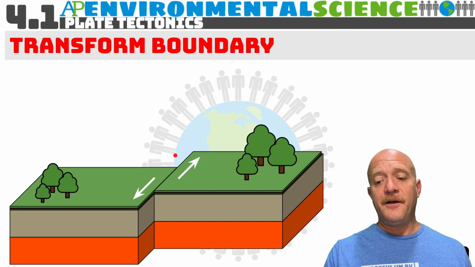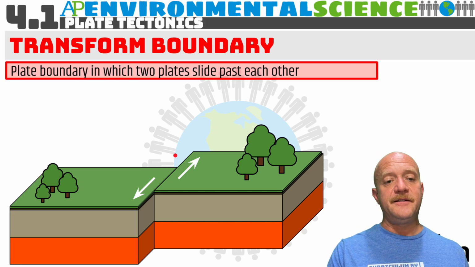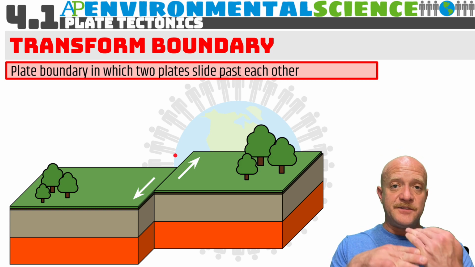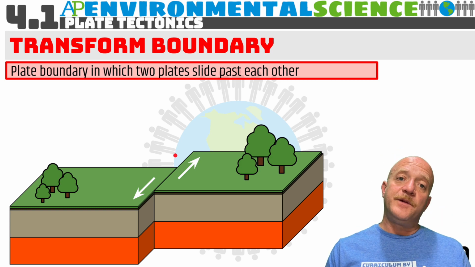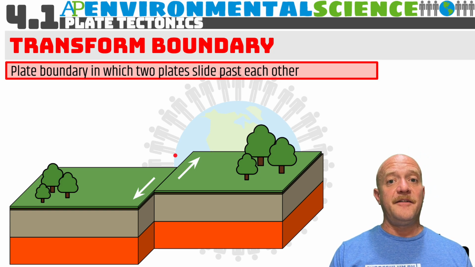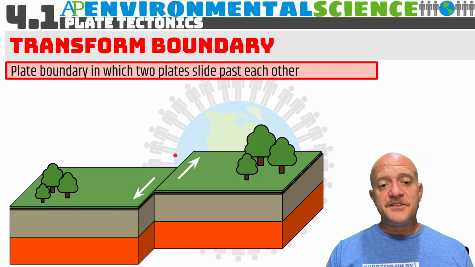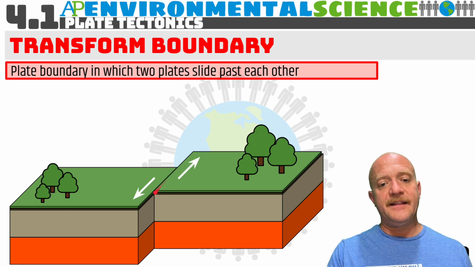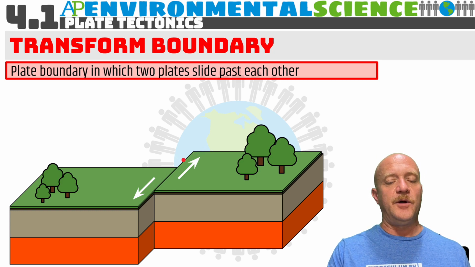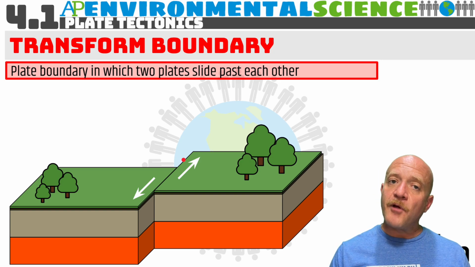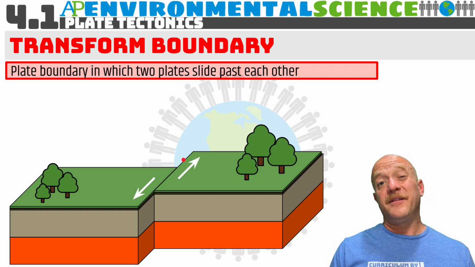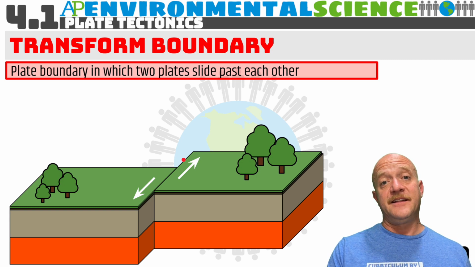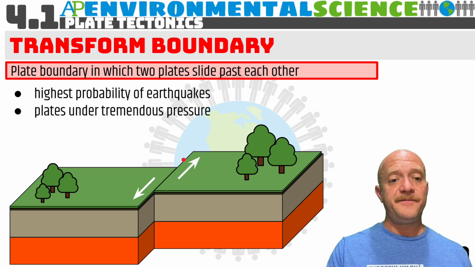And a transform boundary, if you notice here, is a plate boundary in which two plates are sliding past one another. And when they slide past one another, they're building up a lot of pressure. So this is not just an easy slide. It's not really going to be smooth like that. There's going to be jagged edges and whatnot. It's going to be rock sliding upon rock. And that's going to build up a lot of pressure. And then all of a sudden, boom, it releases a lot of pressure, and that's an earthquake.